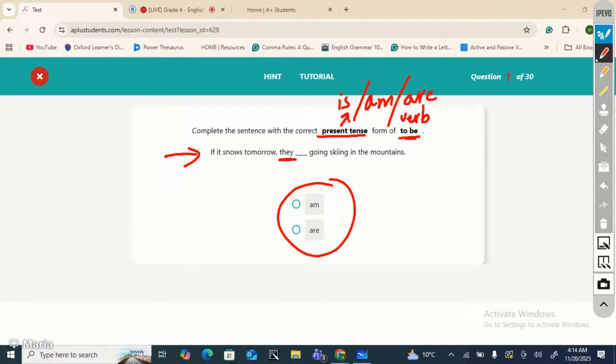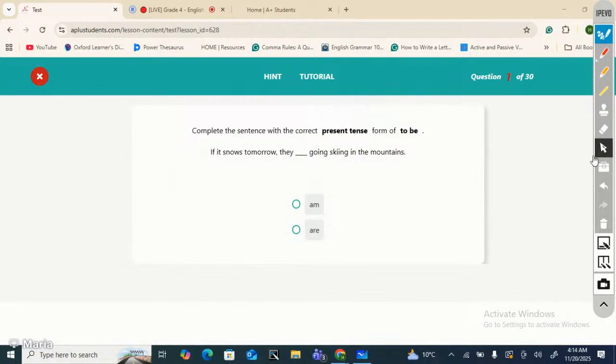So you're saying option two, Semilor and Mayan. I hope I am pronouncing your name correct. Okay. So yes, it's option two, are. Because with the subject they, we use are. They are going skiing in the mountains. Good job.